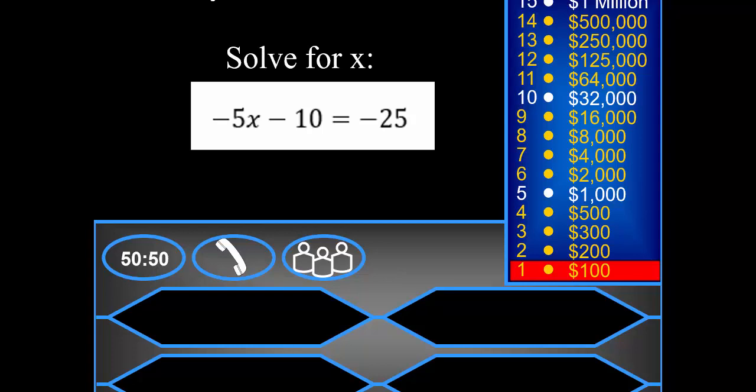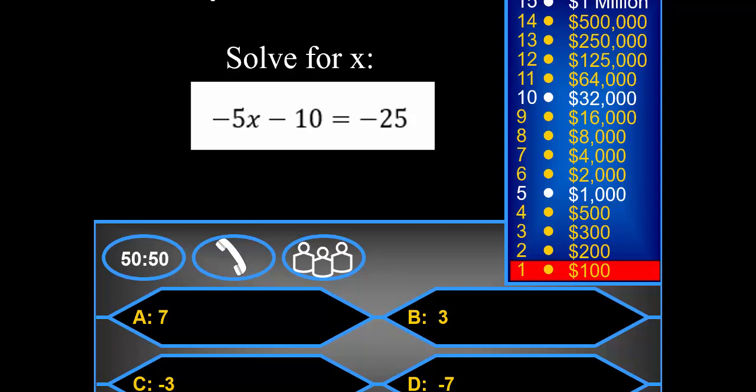Solve for x. Negative 5x minus 10 equals negative 25. Is the answer A, 7, B, 3, C, negative 3, or D, negative 7? Go ahead and pause the video now. Write your answer, unpause it, and we'll see how you did.